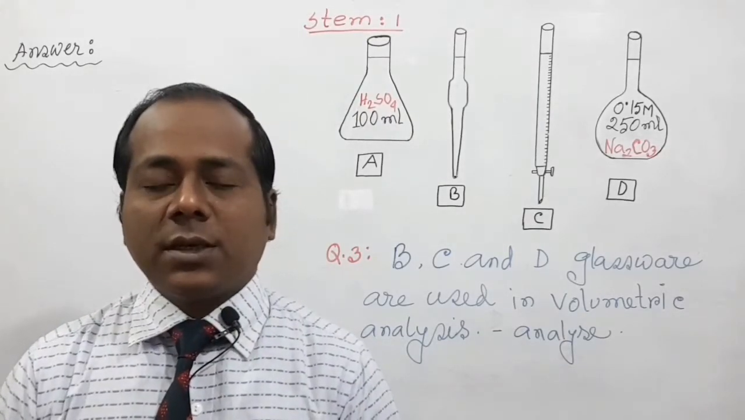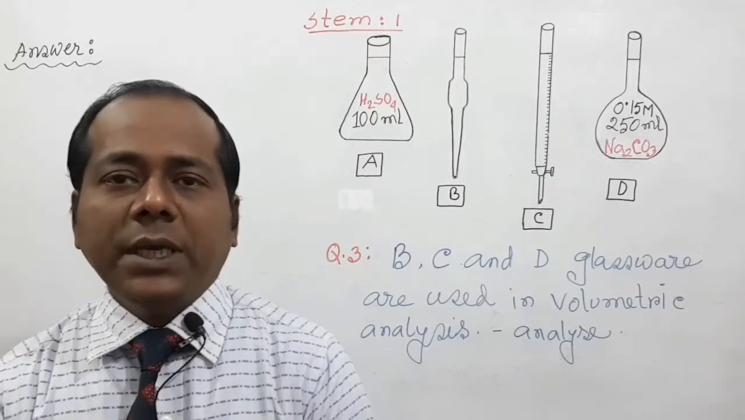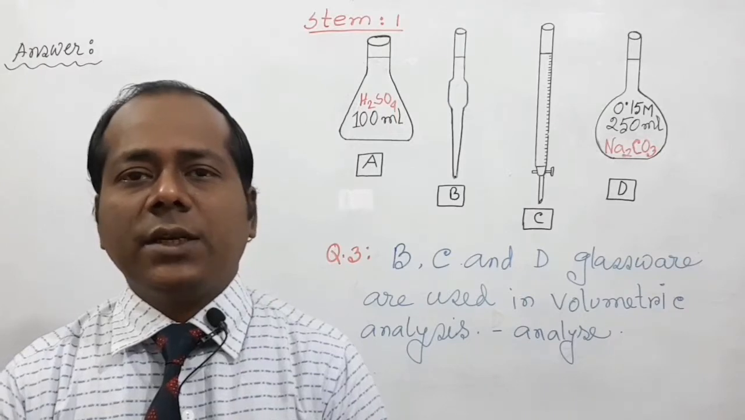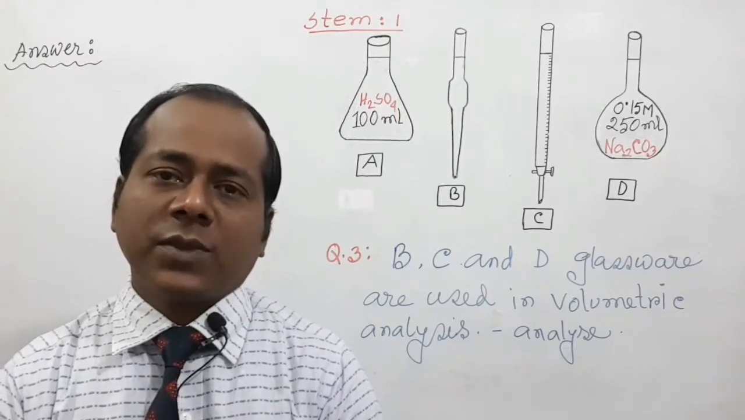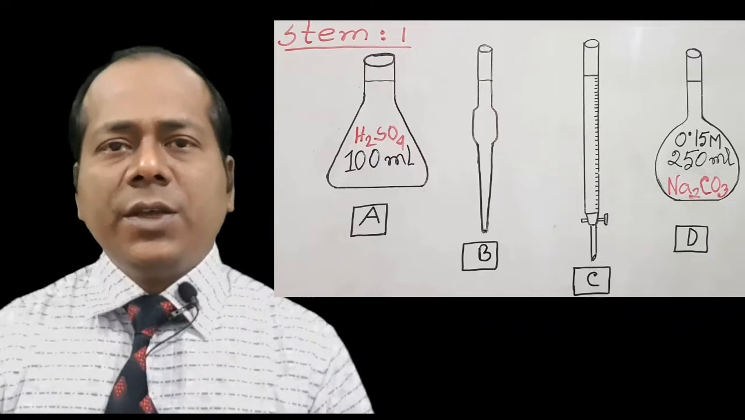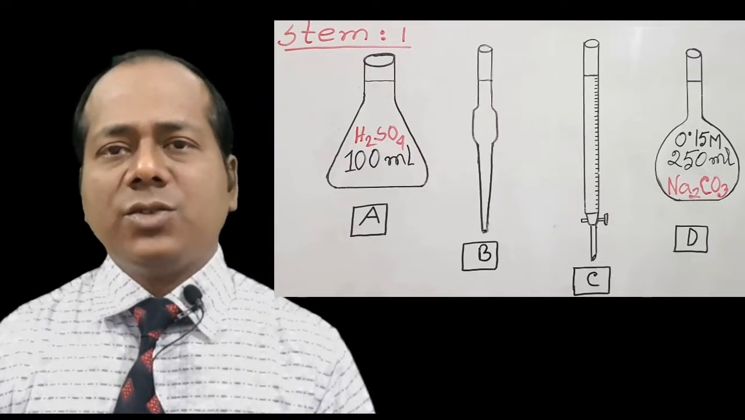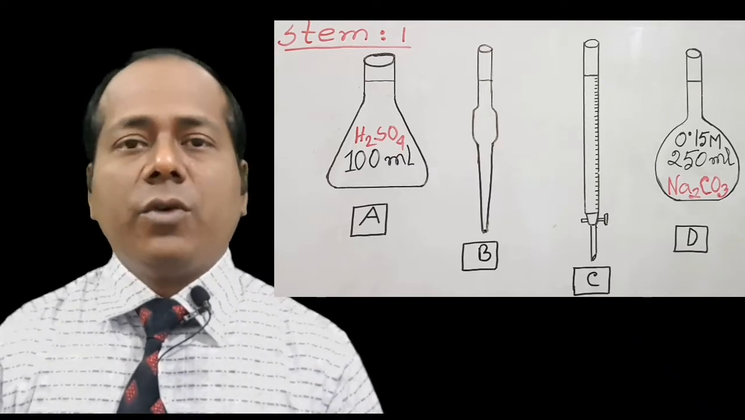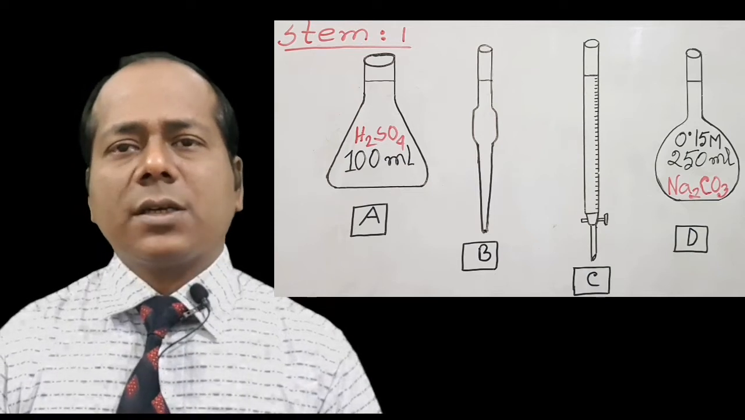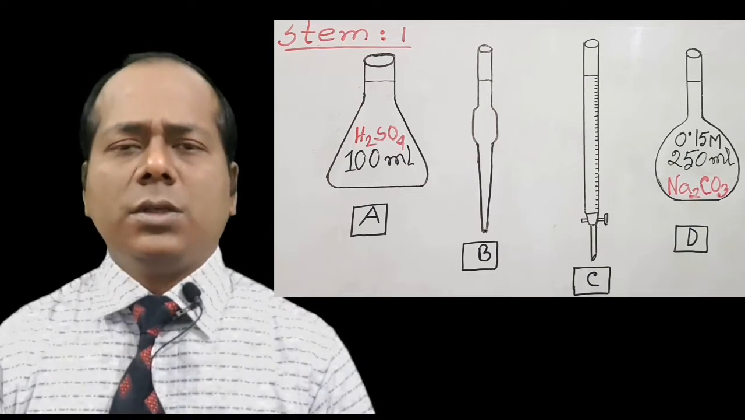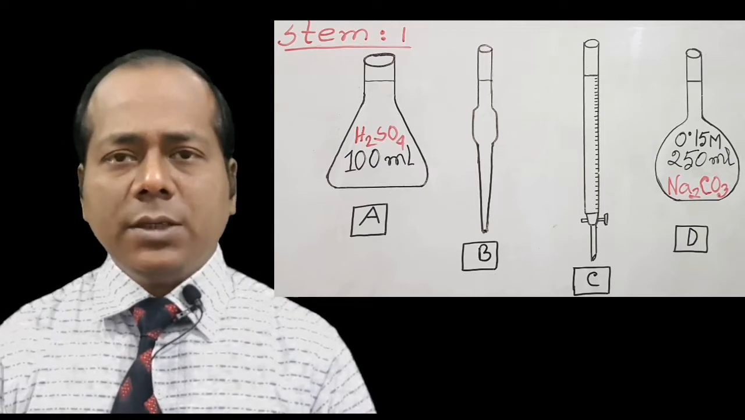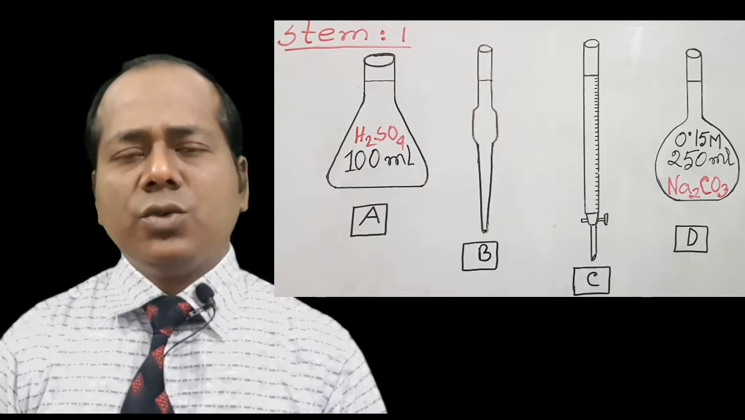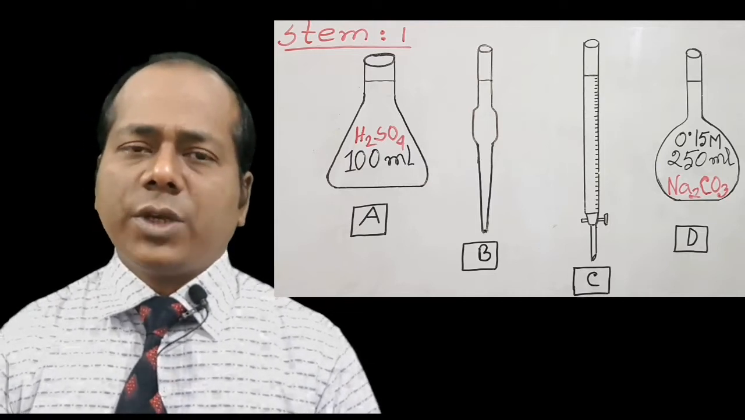My dear students, our next question is, B, C and D glassware are used in volumetric analysis. Analyze. The given apparatus B, C and D are used for volumetric analysis. By volumetric analysis, we determine the concentration of an unknown solution. Pipette B, burette C and volumetric flask D are used to complete volumetric analysis.